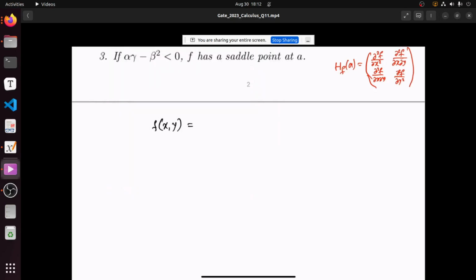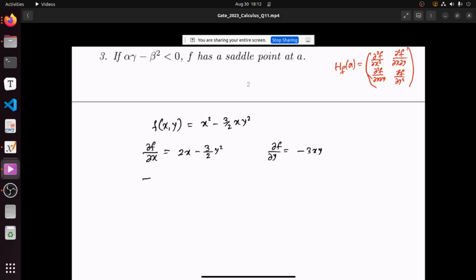Okay, f(x, y) is x square minus 3 by 2 x y square. So we have to check whether 0 0 is a saddle point or not. Let's first find the partial derivative of f with respect to x. So what is del f del x? It will be 2x minus 3 by 2 y square, right? And what is del f del y? It will be minus 3xy, right?